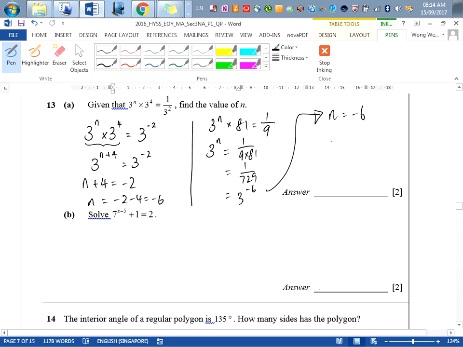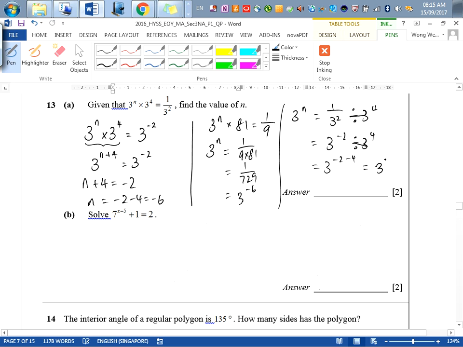By dividing, is it? Oh, okay. So what she did was, yeah, also can. 3 power n equals 1 over 3 squared divided by 3 power 4. So she got 3 power negative 2 divided by 3 power 4 equals 3 power negative 2 times, this is minus 4, so equals 3 power negative 6. So n equals negative 6. Yeah, okay. So many ways to do it.